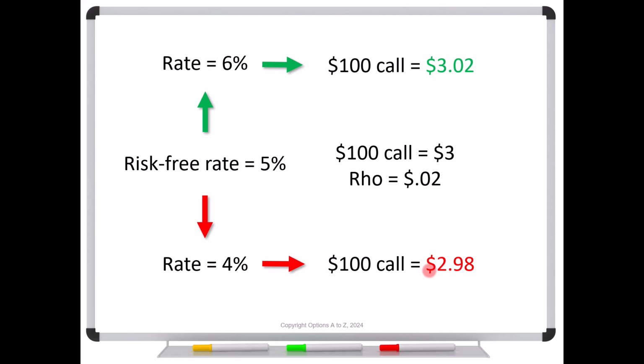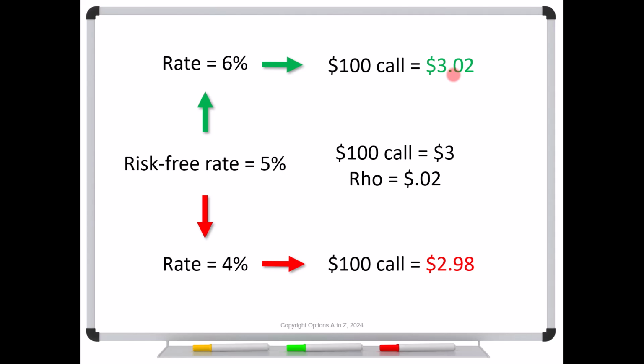Now, a couple of points about rho that are really important to understand. Remember that when rates change, stock prices are affected as well. So if the Fed comes out and makes a move, especially a surprise move from 5 to 6%, don't expect your call price to rise. Chances are stock prices are falling. We're assuming everything else is the same.